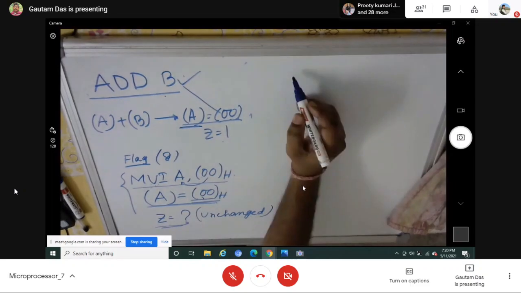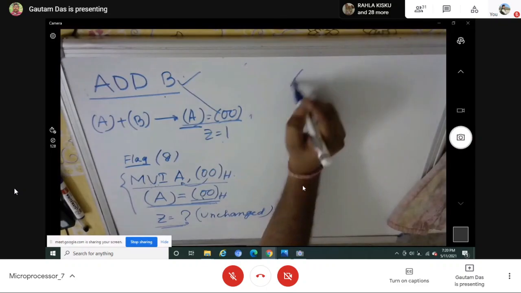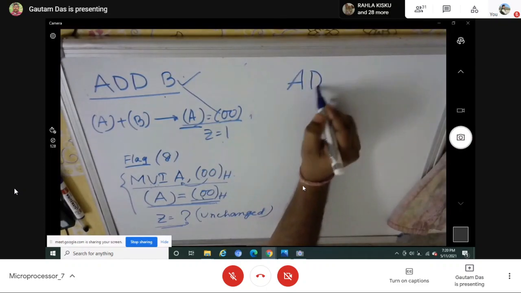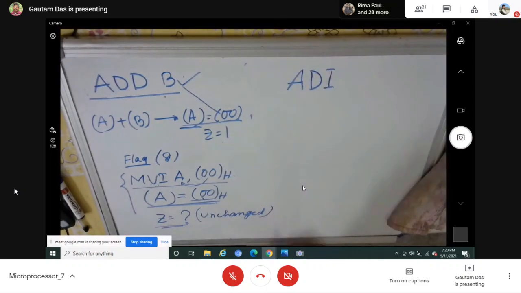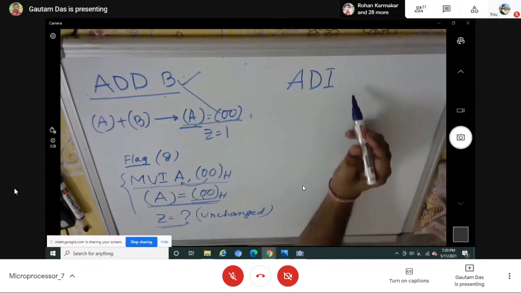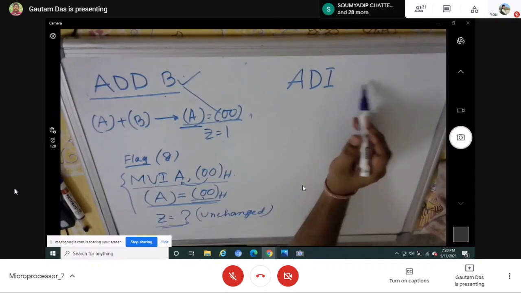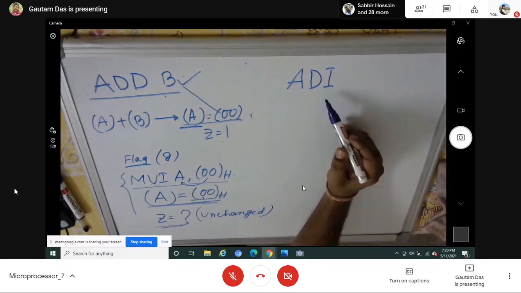And in addition, there are immediate instructions for addition also. One instruction is ADI. What is the meaning of this instruction? The meaning is add immediate, because I told you anywhere you find I in the instruction, it means immediate. Add immediate. So can anybody suggest what should be the operand of this instruction? ADI. What should be the operand of this instruction?